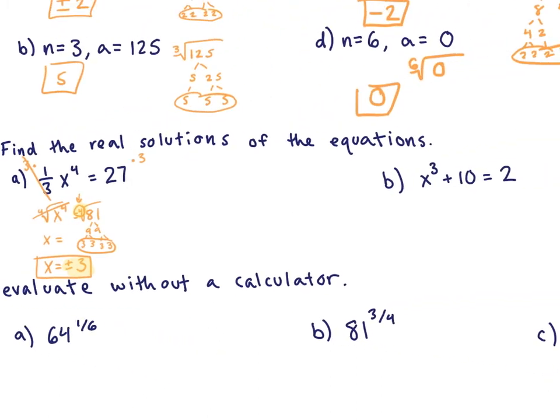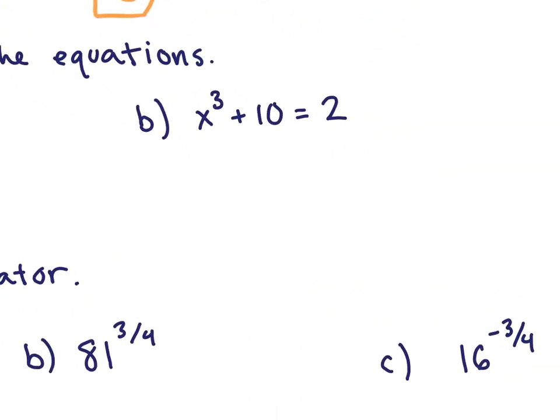All right, B. What's the first thing we should do here? Move the 10 over. So x cubed is equal to, what's 2 minus 10? Negative 8. What do we do next? The cubed root of both sides. So it cancels out on the left.